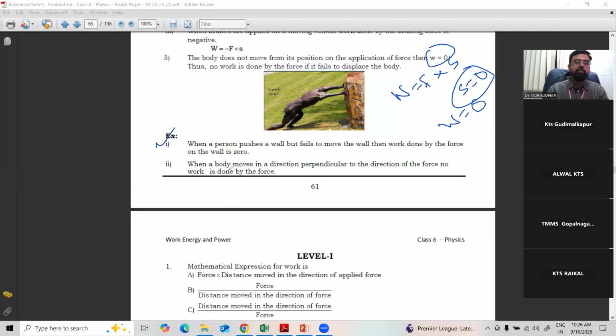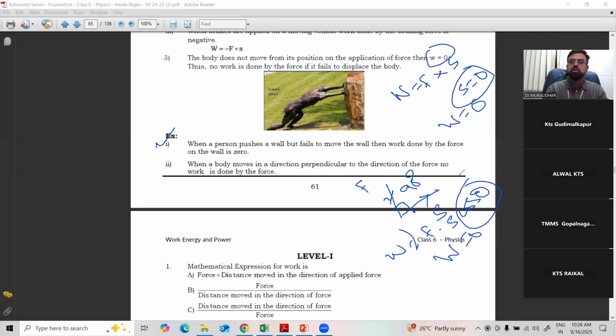Right. Now when a body moves in the direction perpendicular to the force, I told you. So force is acting in the downward direction, displacement is horizontal, so perpendicular means 90 degrees, a right angle. As I told already, W is equal to F S cos theta is the formula when an angle comes into play. Cos 90 degrees is 0. So total W becomes 0. So there are two possible cases where work done is 0: either displacement is 0 or the force and displacement are at right angles to each other. Right?